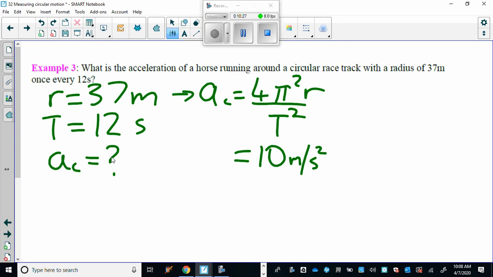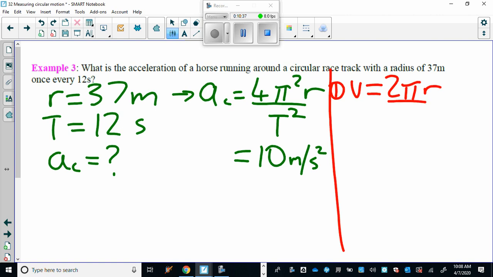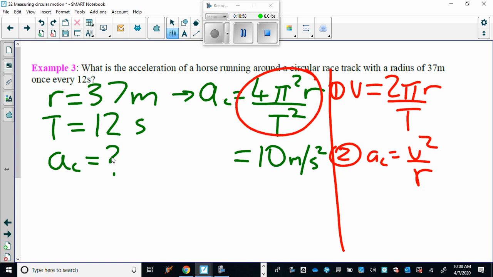Now, you could have easily done this problem without this formula. It just would take 2 steps. So let's say I wanted to do it using another method. In step 1, I could find the velocity using this formula. And in step 2, I could find the centripetal acceleration using this formula. So there are 2 different approaches to this problem, one using the derived formula and one using the formulas that we had already learned. Either way will give you the same answer.